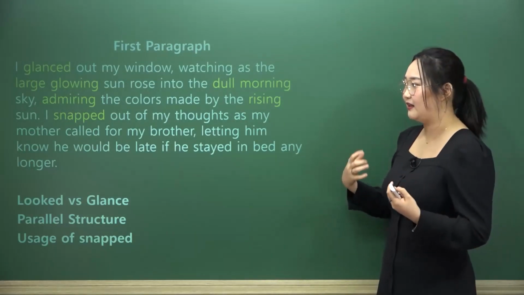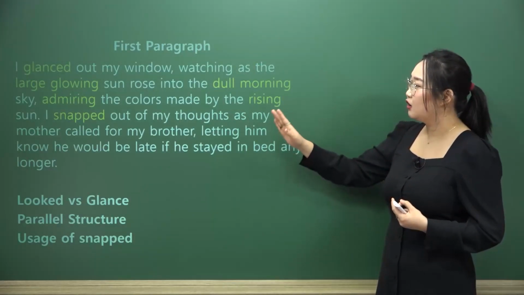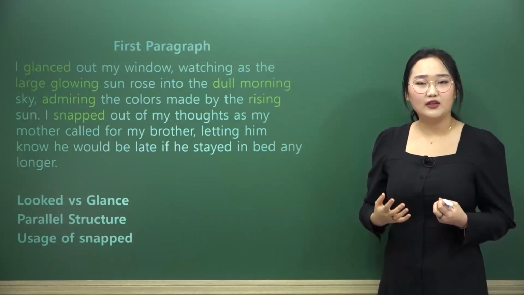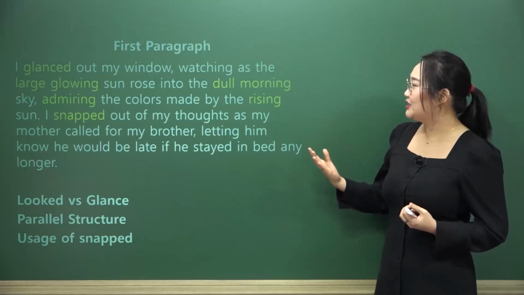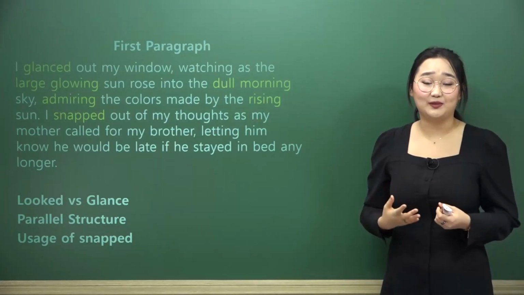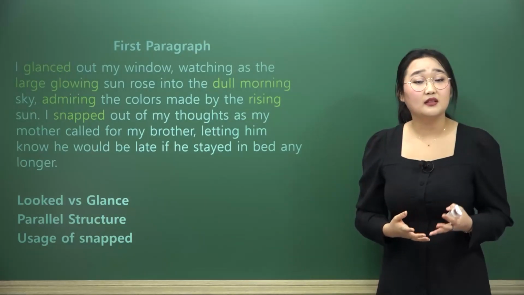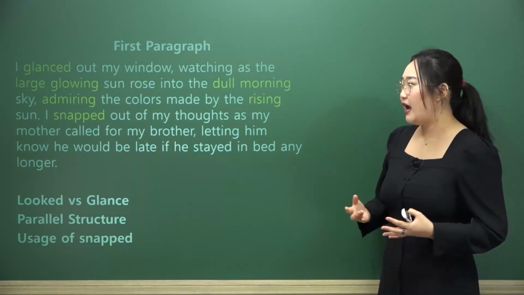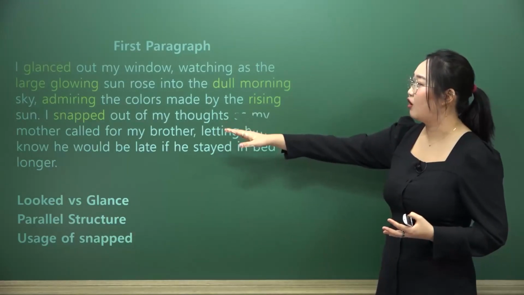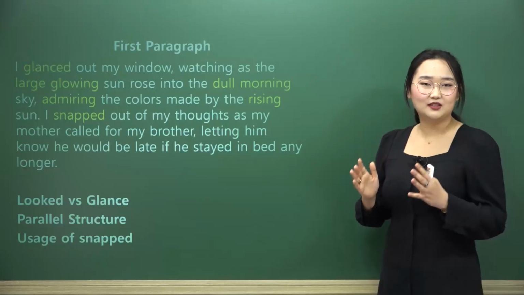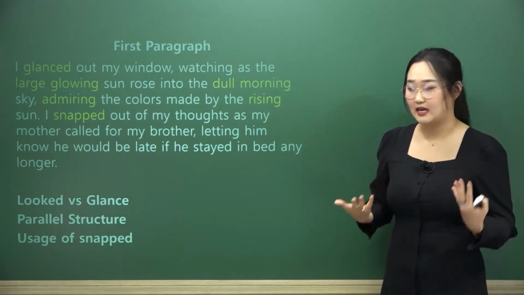It's important, again, that we use the proper words. Large glowing, dull morning, admiring, rising. We have all these really good adjective phrases and we have all these really good descriptive verbs that this writer is using. Something that we want to strive for as well, and our parallel structure, which is large glowing, dull morning. We have this repetitive structure which really stands out to us as the readers.